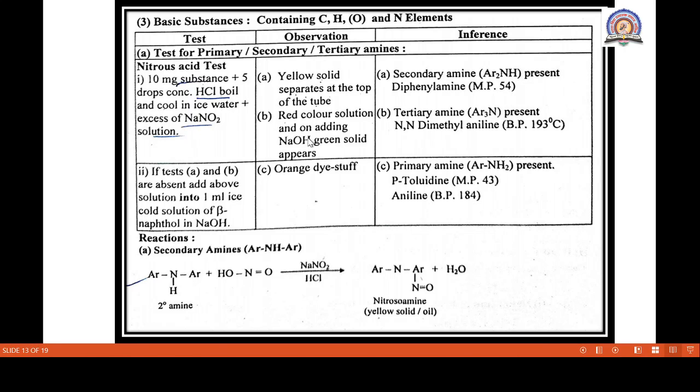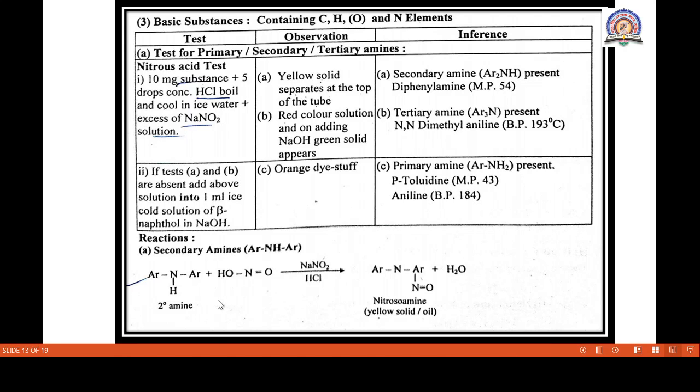If neither of these colors is observed, then to the above solution 1 ml of ice cold solution of beta naphthol in NaOH is added. If we observe the orange dye, then primary amines are present. Again, by taking their melting or boiling point, we conclude which type of primary amine is there.